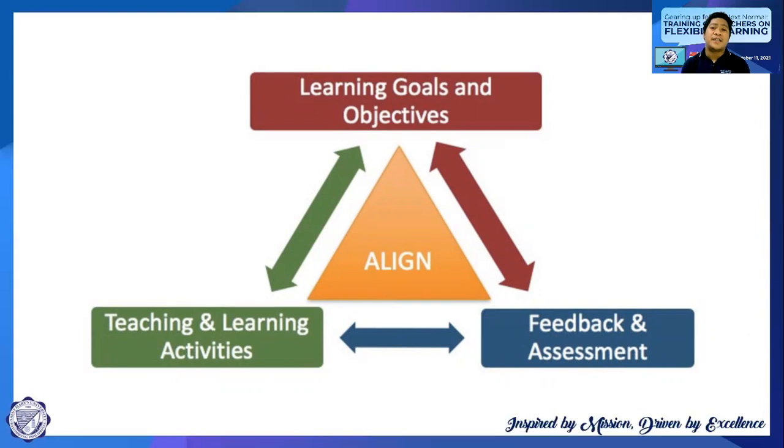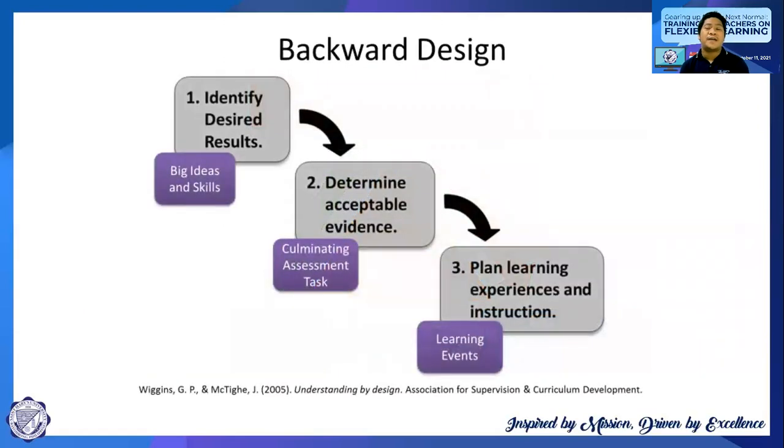And in our teaching and learning process, there are 3 important aspects that we need to achieve stability. We have the learning goals and objectives, the teaching and learning activities, and the feedback and assessment. And all these 3 components must be stable and must be interdependent with each other, meaning they have to be aligned. And one way to ensure alignment is to follow the backward design process. So the backward design process is a framework or a guide for us to develop our plans.